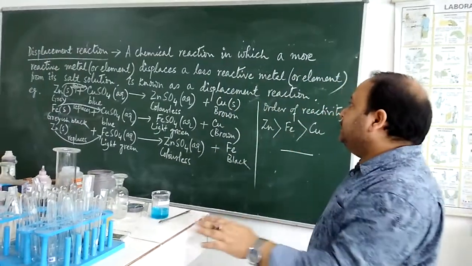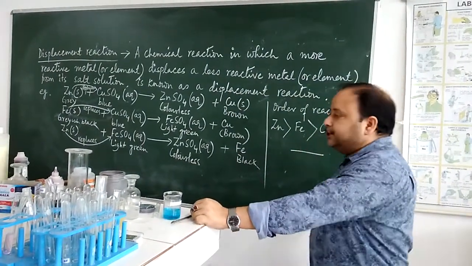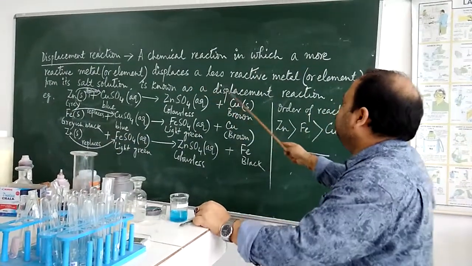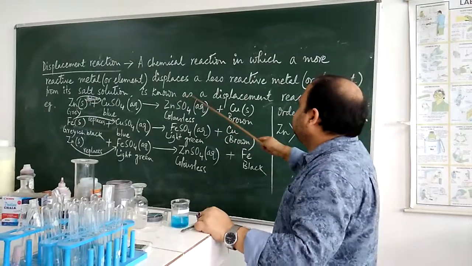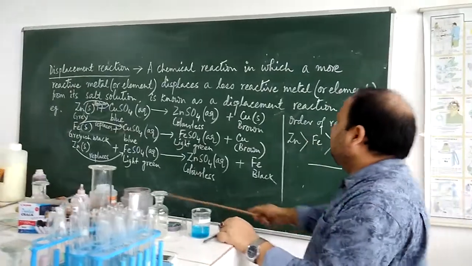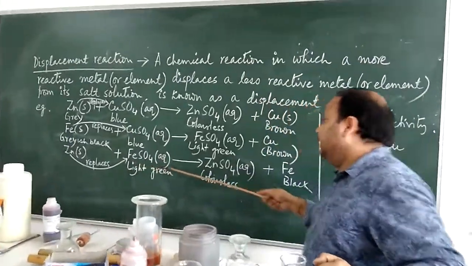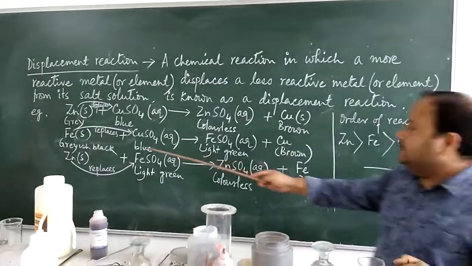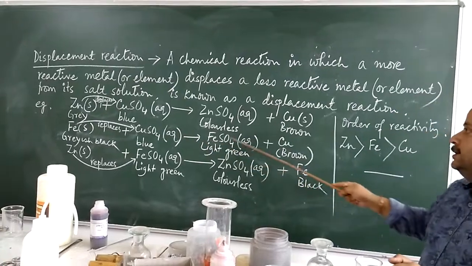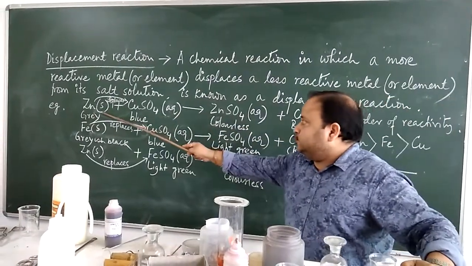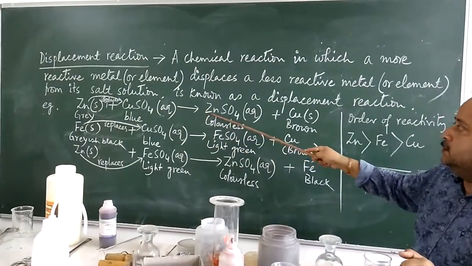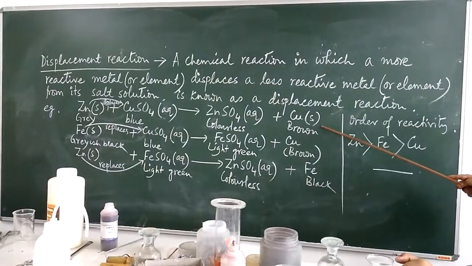Once again, let us make a recap of this reaction. A chemical reaction in which a more reactive metal displaces a less reactive metal or element from its salt solution is known as a displacement reaction. Zinc is more reactive than iron, therefore it displaces iron from ferrous sulfate and it forms zinc sulfate. Iron is a more reactive metal than copper, so it displaces copper from copper sulfate, it forms ferrous sulfate. Likewise, zinc is also more reactive than copper, so zinc could displace copper from copper sulfate solution, due to which zinc sulfate and copper are formed.